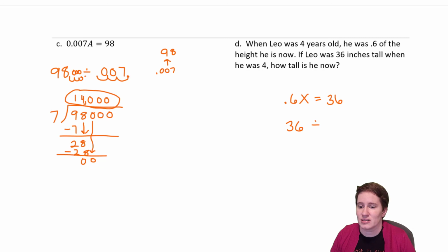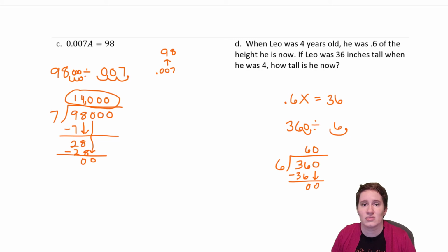We're going to do 36 divided by 0.6. So I'm going to move the decimal one place, and add a 0. 6 goes into 360. We do 6 here and subtract, and 6 goes in 0 to 0 times. So our answer here would be 60 inches tall. Which is about 5 feet, in case you were wondering how tall that is.